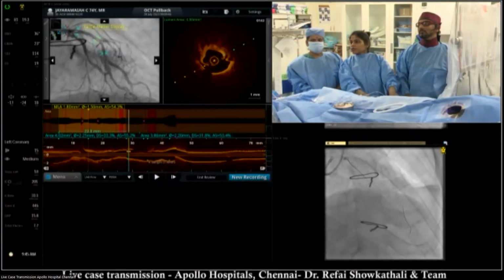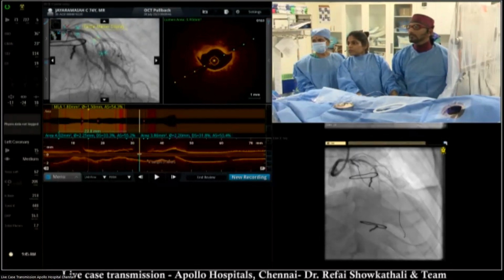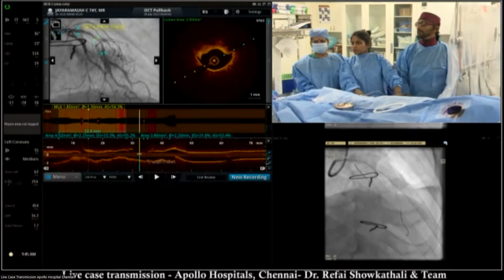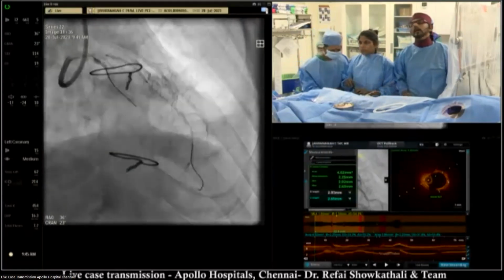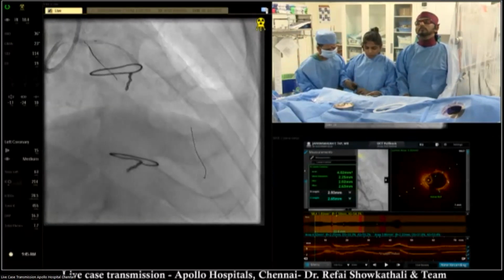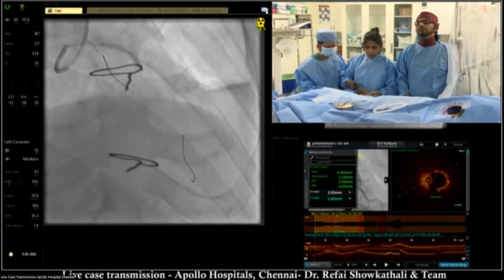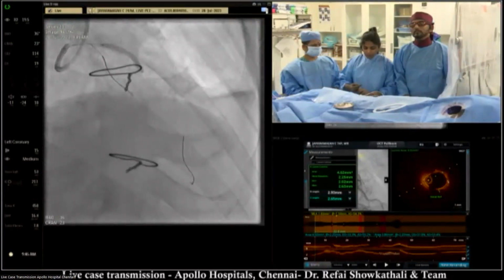The point being that you use a 2.5 and the undersizing is primarily meant for 3 reasons. 1, to prevent an edge dissection, and 2, to give you the flexibility of going higher with an NC balloon after you image again, and 3, reducing the risk of perfs, especially on angles.